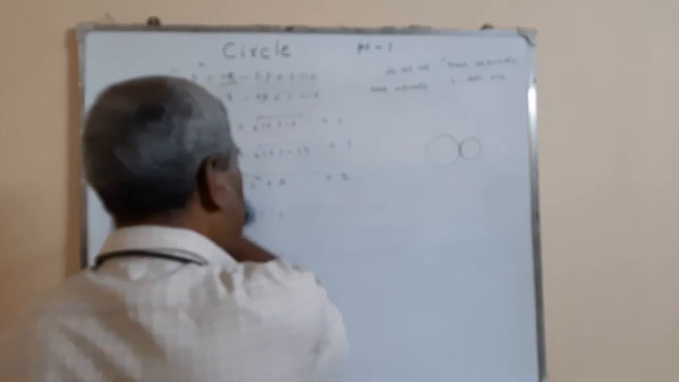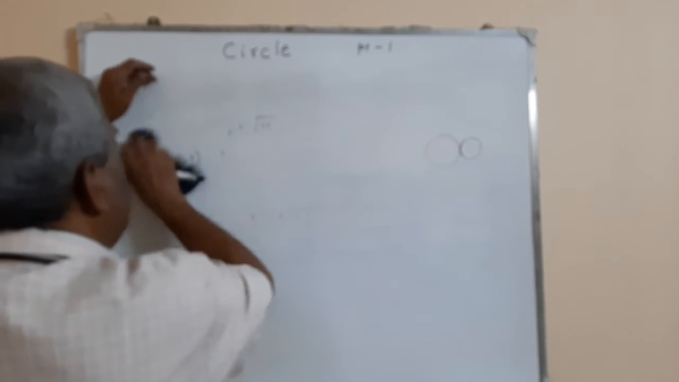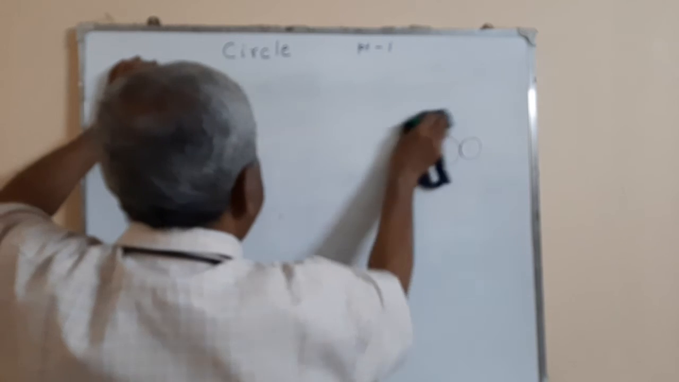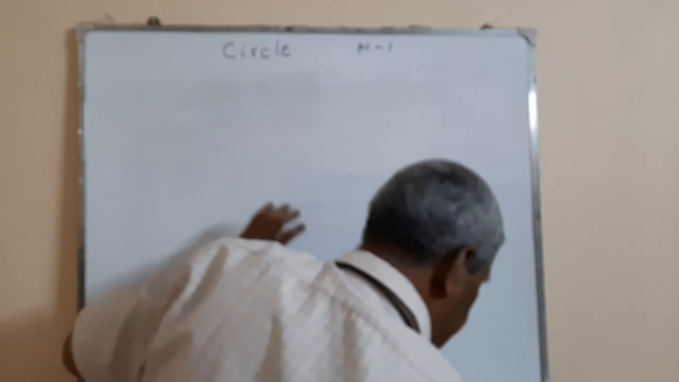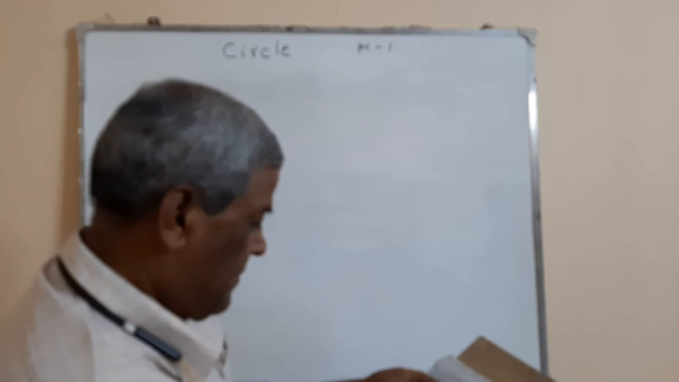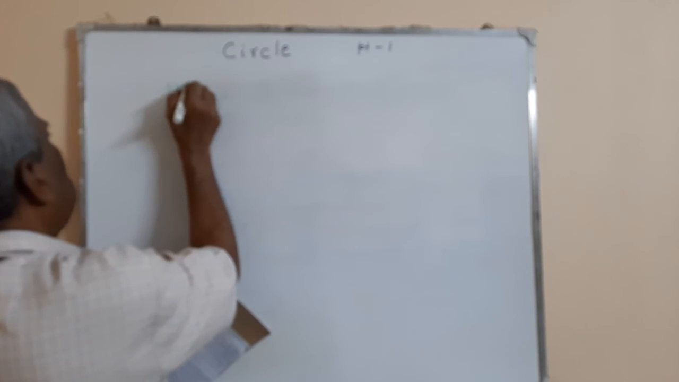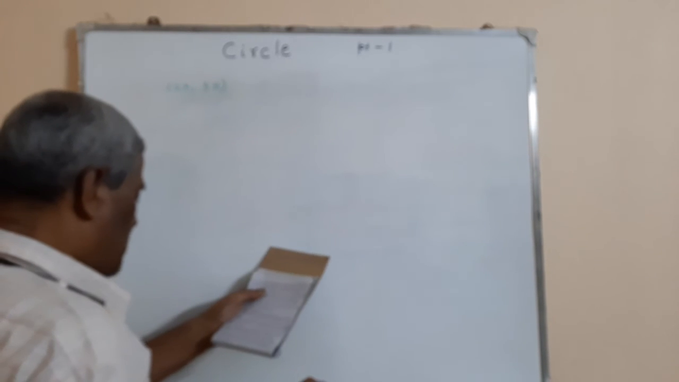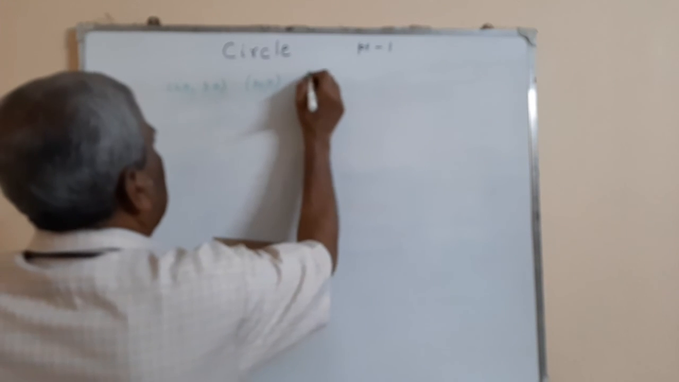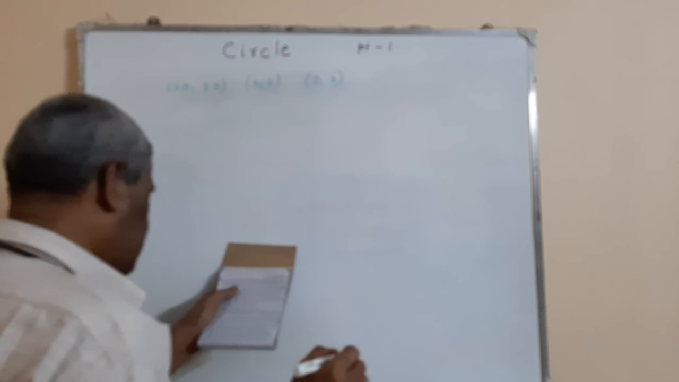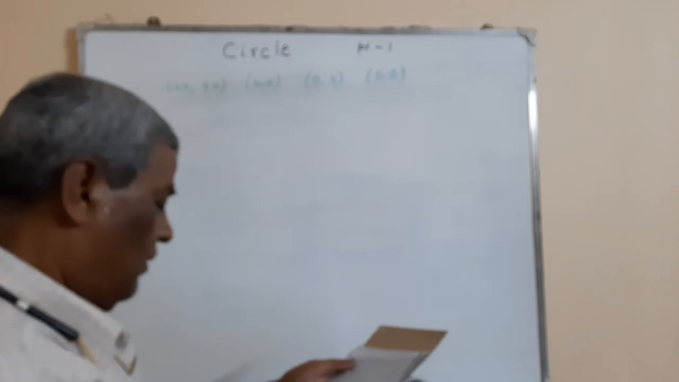Next. If 4 points (2k, 3k), (1, 2), (0, 3) and (0, 0) lie on a circle, then the value of k.